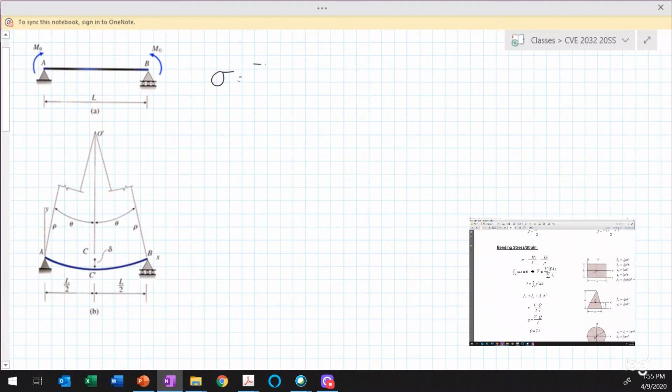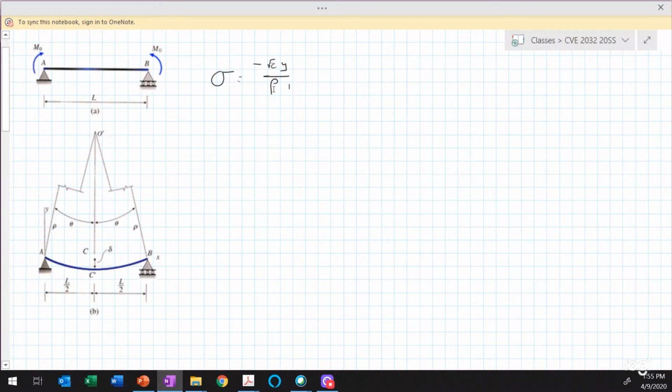Sigma is equal to minus E times y divided by rho. In this equation, E is the modulus of elasticity, y is the distance measured from the neutral surface or neutral axis of the beam, and rho is the radius of curvature. It's basically the radius from the deformed beam to the center of curvature, and it's assumed that the beam deforms in the shape of a circular arc.